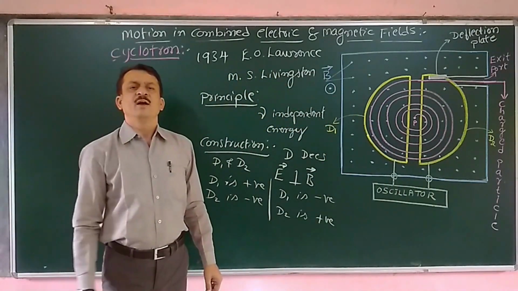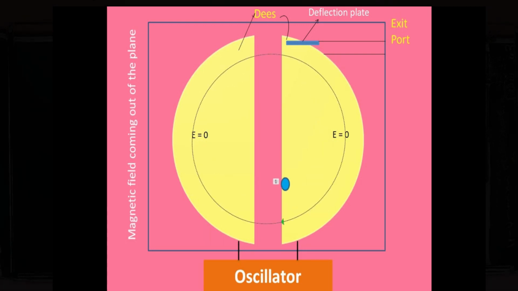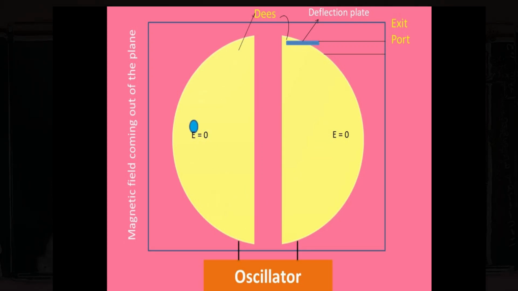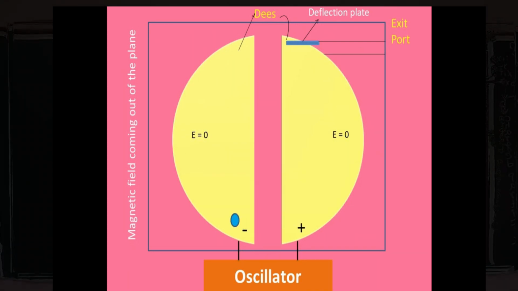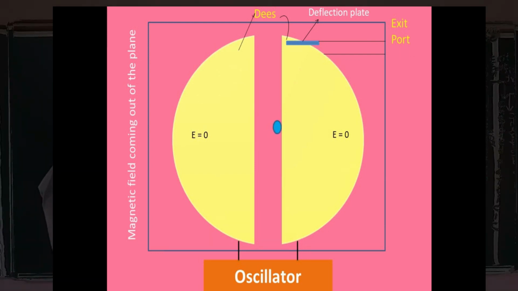The charged particle crosses the D's. As and when the radius approaches the radius of the D's, now at this position we have a deflection plate. Because of the field, it gets deflected and it exits through the port, and that is used for other purposes.